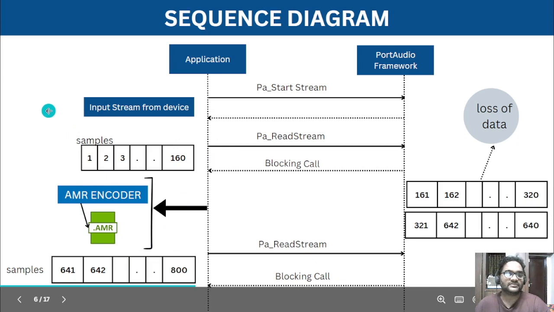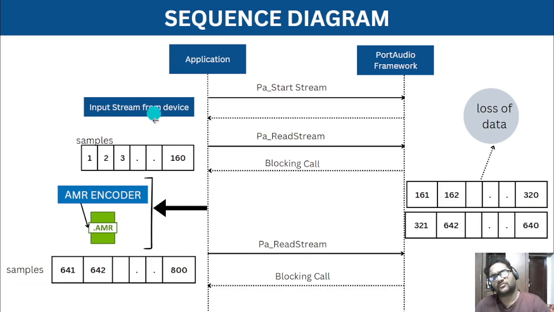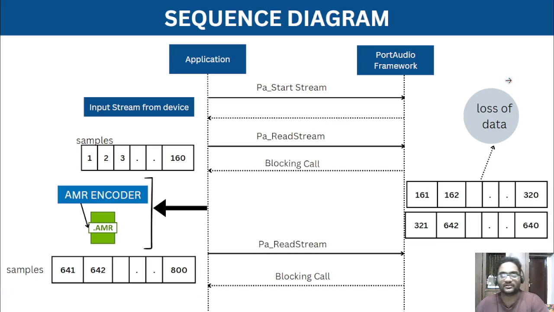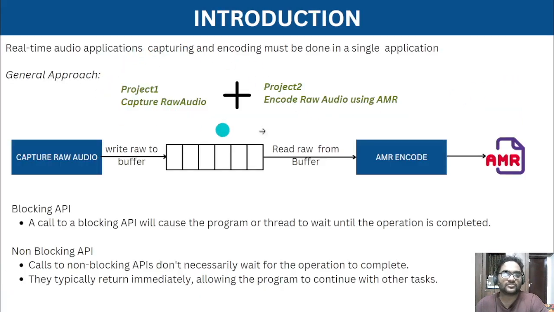By the time we go to the next read stream, the samples are already there, and there will be a loss of data here. It means it took time to encode and then write into the file. In that time we lost the data that is coming in live from the mic. This sequential approach, where you simply club project 1 and project 2, captures it, writes into the buffer, reads from the buffer, and later encodes it.